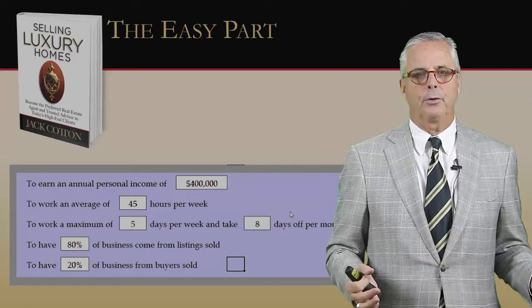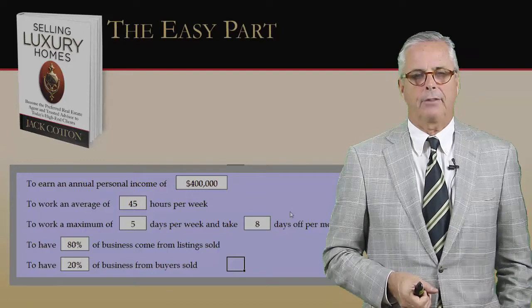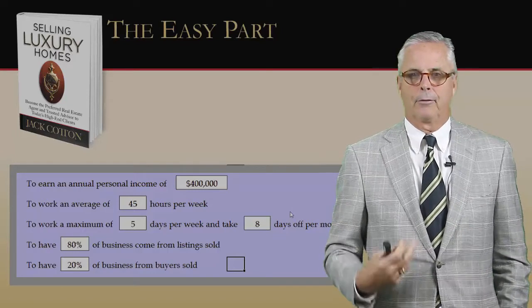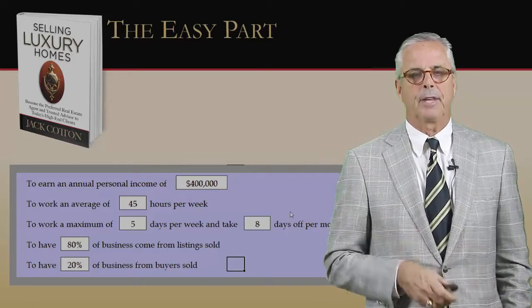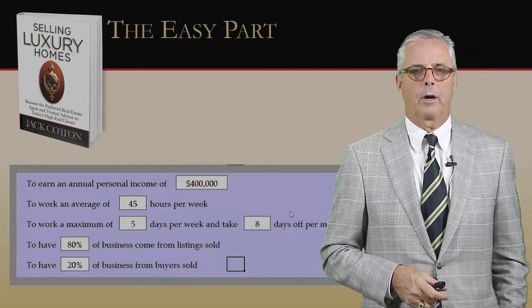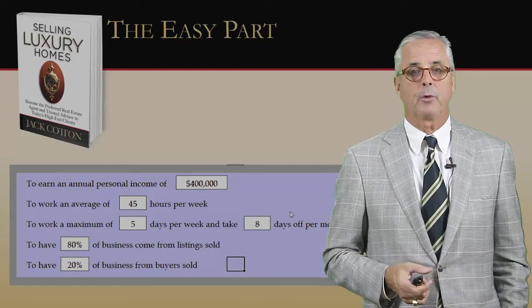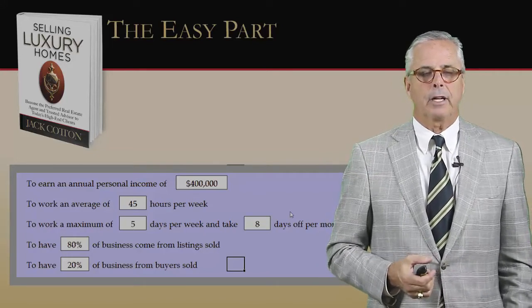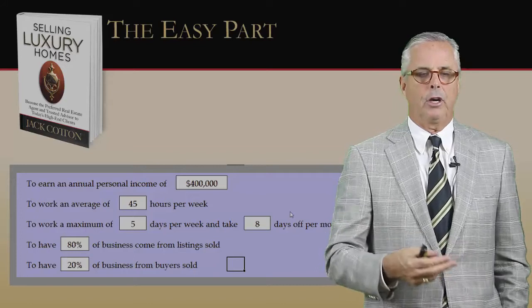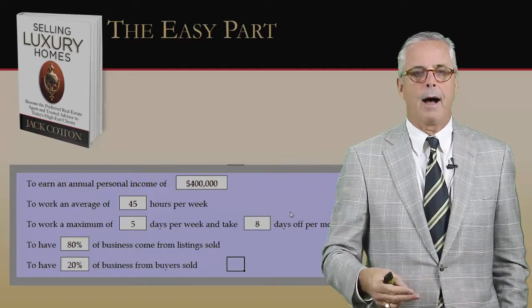Look at this, 2, 4, 6 questions. How much do you want to earn next year or this year? Write it down. There's some sample data in the spreadsheet of $400,000. How many hours a week do you want to work? How many days a week do you want to work, and how many days per month do you want to take off? Critically important is your ratio of business coming from listings sold to buyers who buy.